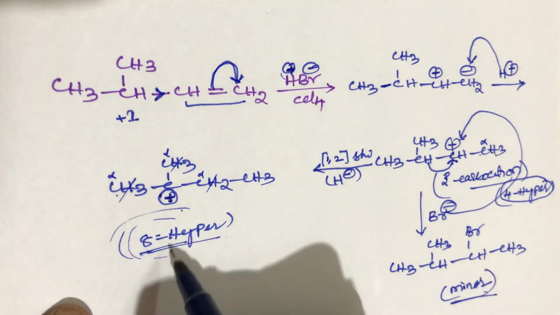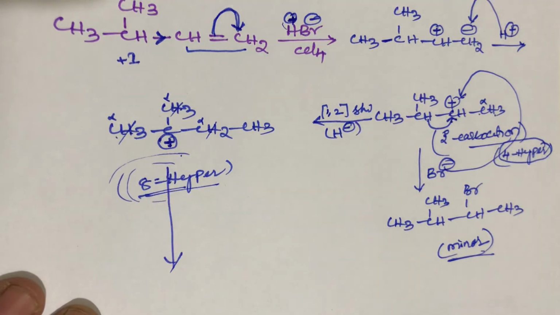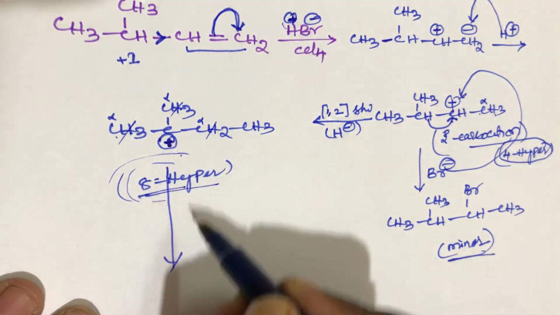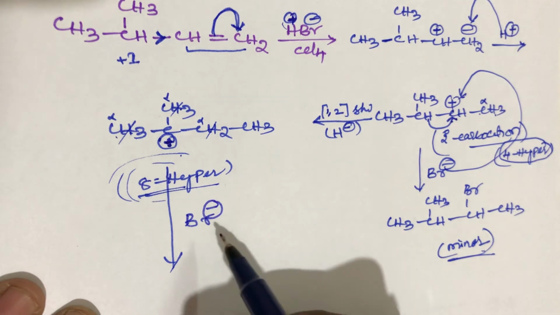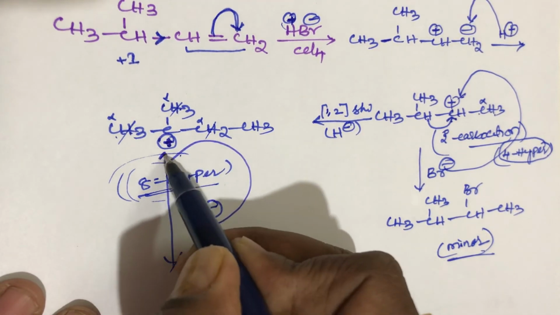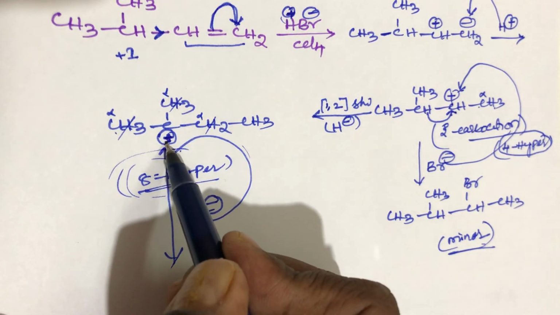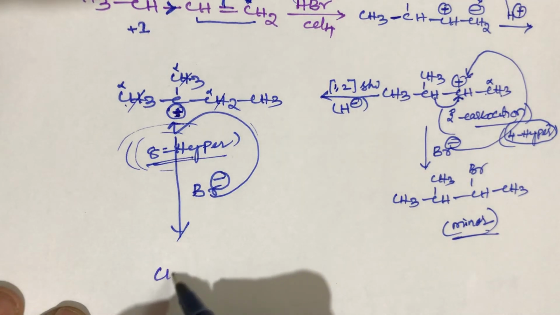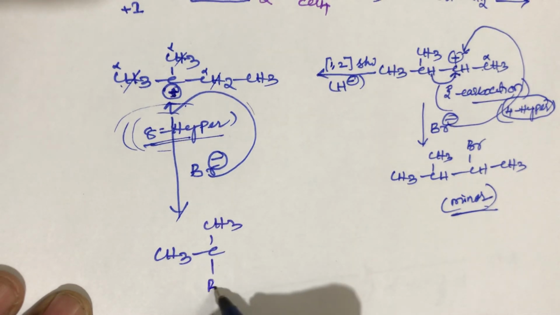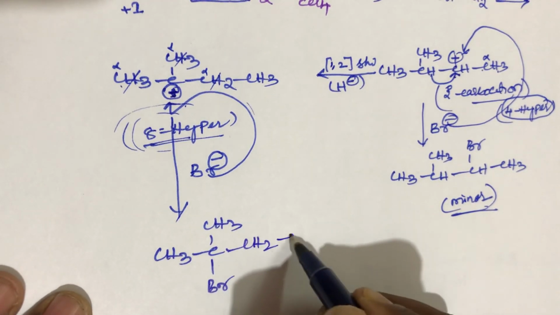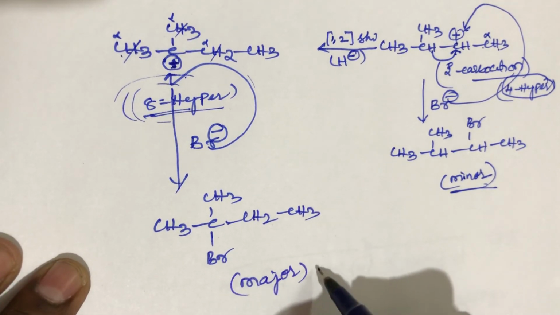Now, the next step, students. This one is the secondary carbocation and this one is the tertiary carbocation. After the tertiary carbocation forms, the positive charge is there. The nucleophile, this Br minus, will always attack the positively charged species. So what is the final product? That is CH3, C, CH3, then Br, then CH2, then CH3. This is the major product, student.